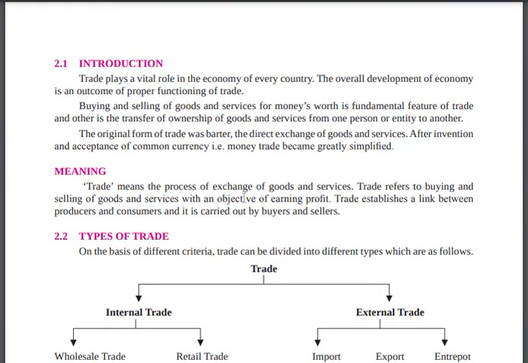So in introduction, what is trade exactly? Trade plays a vital role in the economy of every country. If I talk about the financial condition of any country, trade plays a very important role. The overall development of an economy is an outcome of the proper functioning of trade. If I talk about why some countries are rich and some countries are poor, it is because in those rich countries, trading is very smooth. That's why those countries are important.